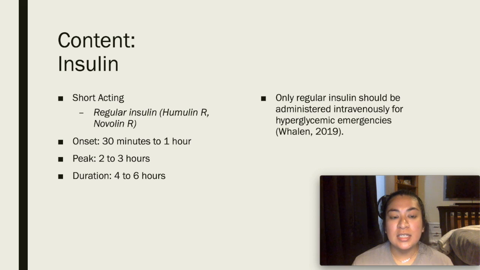For short-acting insulin, we have regular insulin, or Humulin R, or Novolin R. It has an onset of 30 minutes to 1 hour, peaks in 2 to 3 hours, and lasts about 4 to 6 hours. Regular insulin is the only insulin that we should be giving through the IV whenever we have someone come in for a hypoglycemic emergency like DKA.